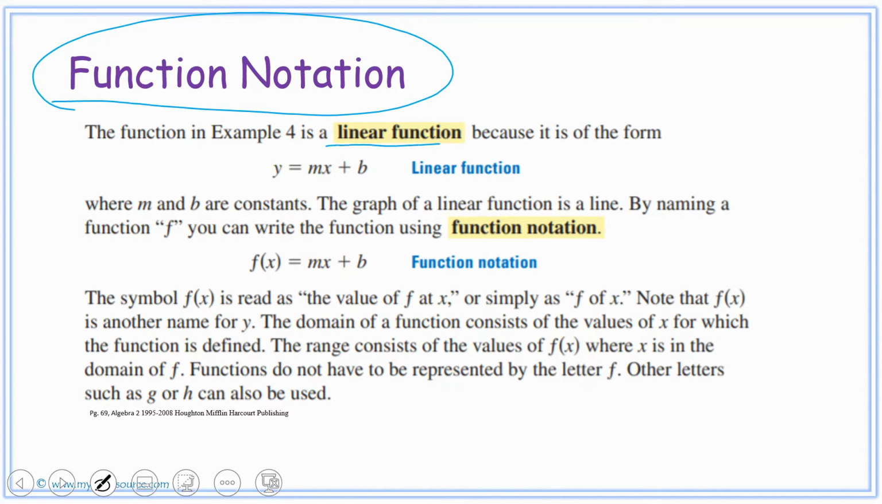Here's an example of a linear function. The reason it's a linear function is because when you graph it, like what we just did in the previous example, it creates a line. And you see that in the prefix of linear. All right, and this is the general form, y equals mx plus b, where m and b are constants. A constant just means a number. So it's a number times x plus a number. So by naming it function f, we can rewrite it into what we call function notation.